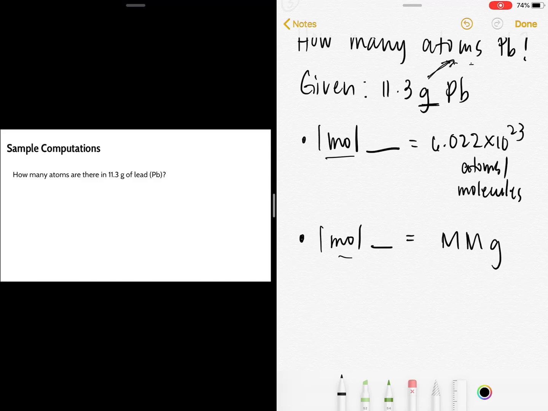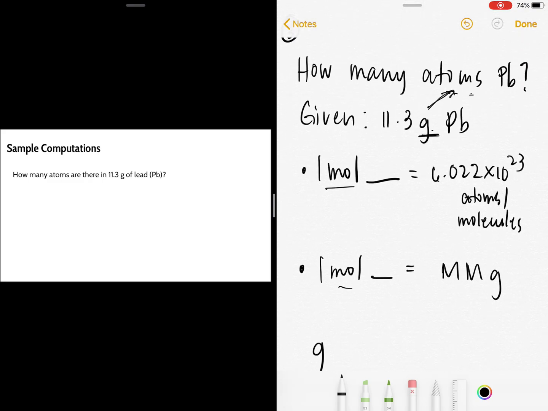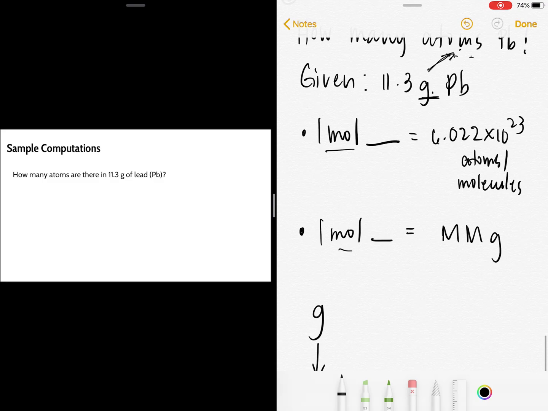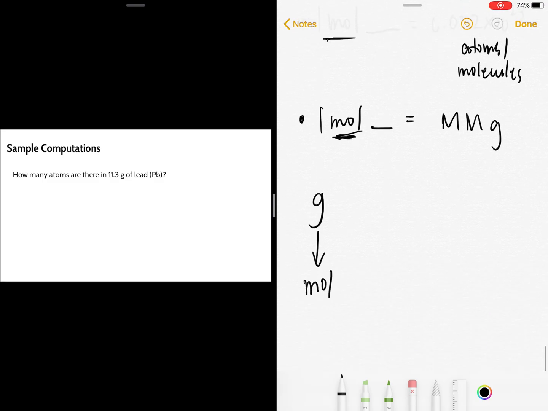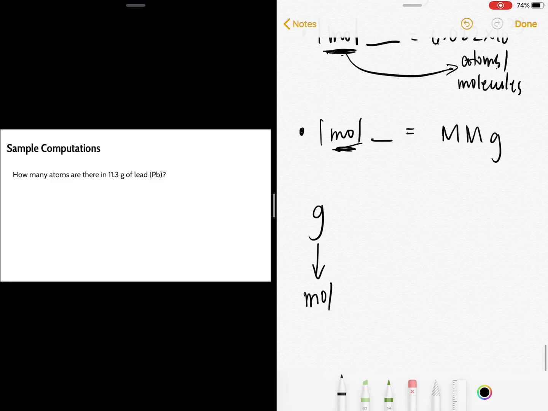Diba pag nagsosolve tayo, lagi tayo nagsisimula sa given? So, yung given natin, ang unit ay grams. Gawin mo muna siyang mole. Bakit natin siya ginawang mole? Kasi wala ngang diretsyong grams papuntang atoms. Pero yung dalawang conversion factors, nagmi-meet sila sa mole na unit. So, pag nasa mole ka na, pwede ka na bang dumiretso ng atoms? Pwede na, kasi meron kang conversion factor na 1 mole is equal to the Avogadro's number. So, this is atoms.